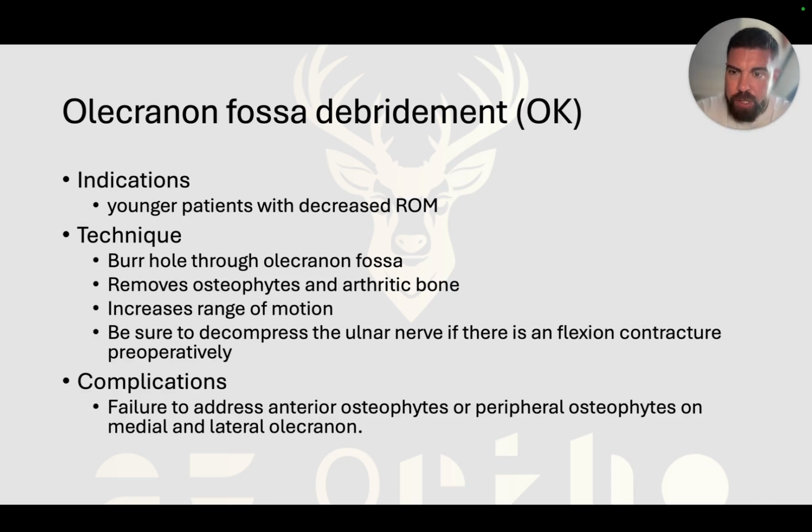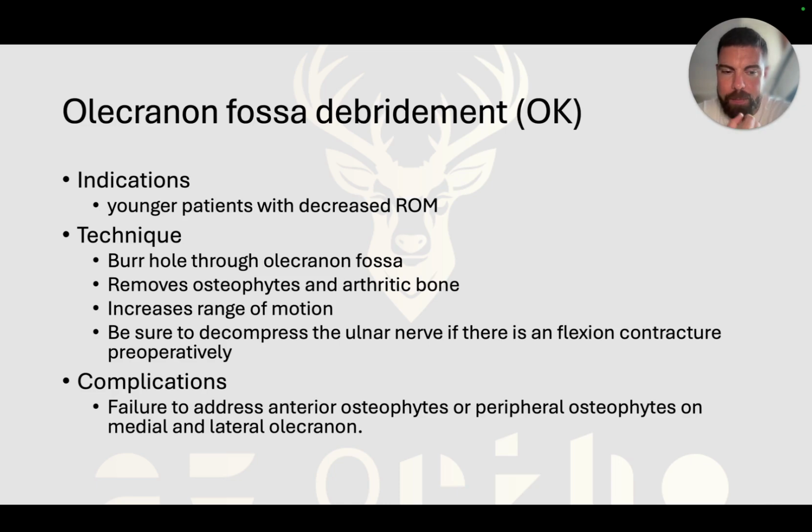As I've touched on, your burr hole through the olecranon fossa removes the osteophytes and the arthritic bone, and it increases the range of movement in extension. It has nothing to do with the flexion. The flexion side of it would only be if you had a huge amount of bone at the front for the coronoid fossa, which joins into the olecranon fossa through that thin sleeve of bone. But again, generally the OK procedure specifically refers to olecranon fossa debridement through the front to the back.